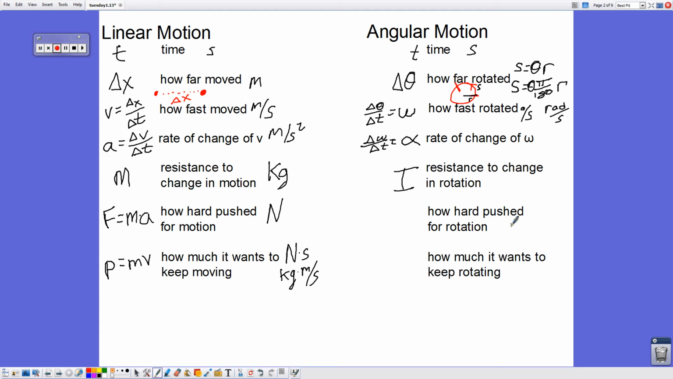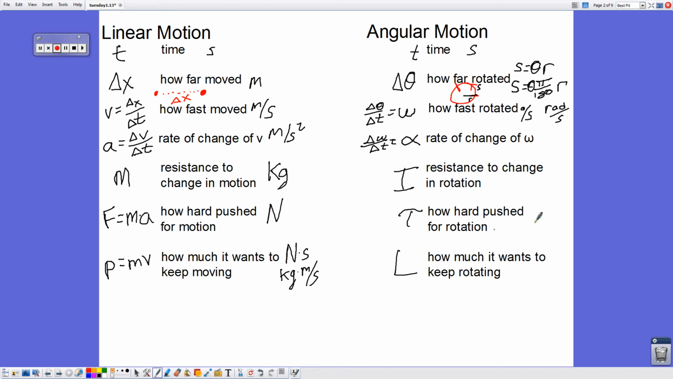Now, how hard you're pushing something causing rotation, that's torque. And how much it wants to keep rotating, well, that sounds like momentum, except angularly. All right, equation time.